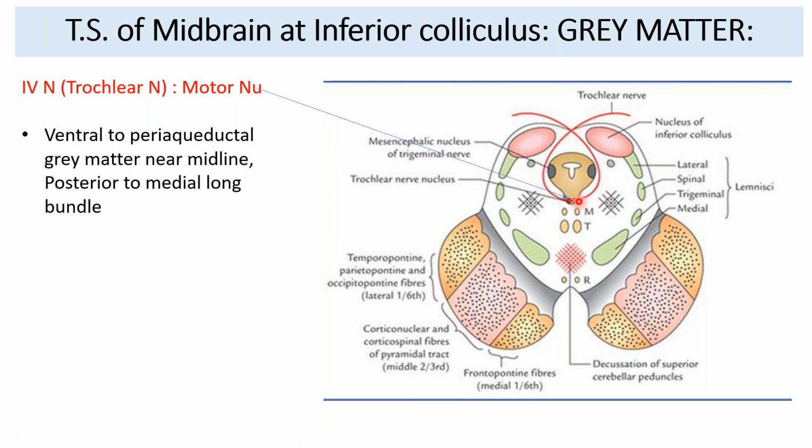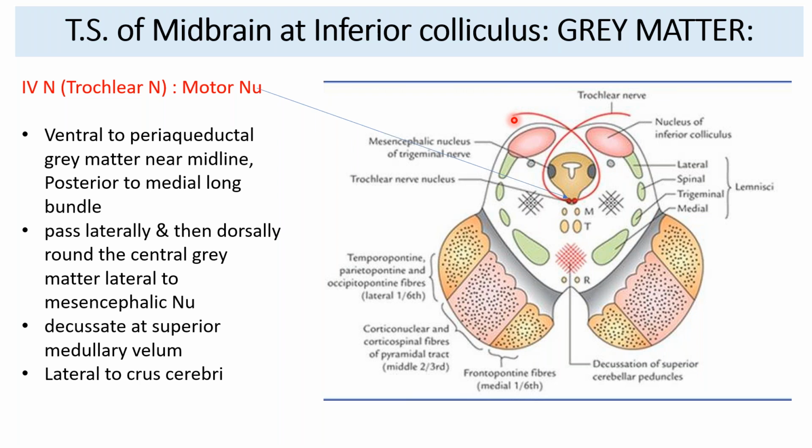So you can see how the trochlear nerve nucleus is lying in front of the periaqueductal gray, and then from the midline it is crossing, going dorsally and laterally, and then coming out from the level of the inferior colliculus, decussating at this particular level, and then going to the opposite side. So this is how it crosses.